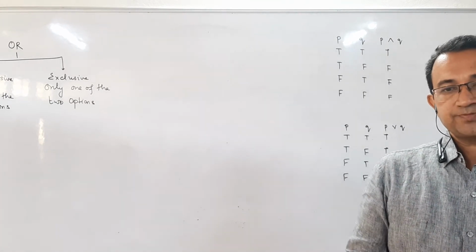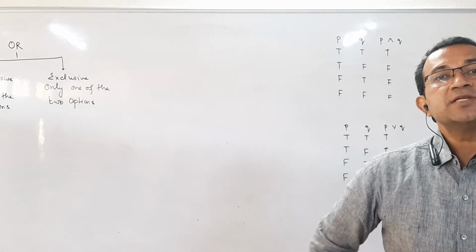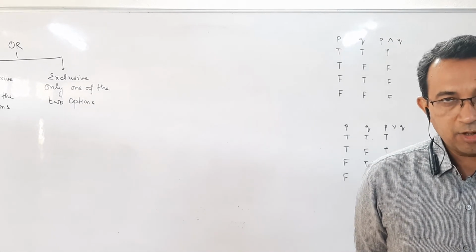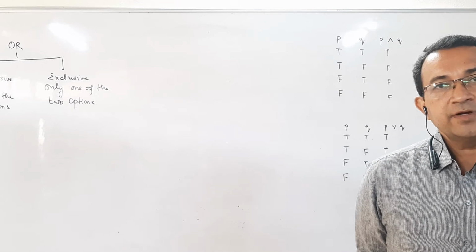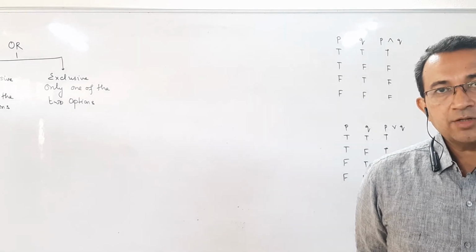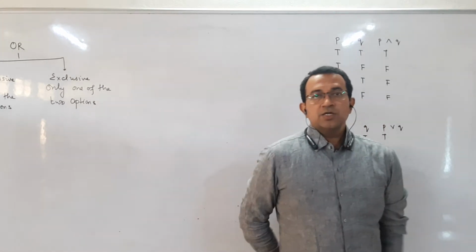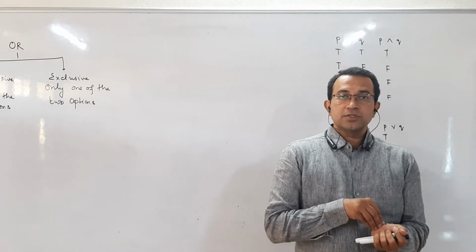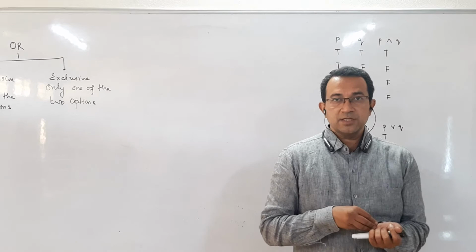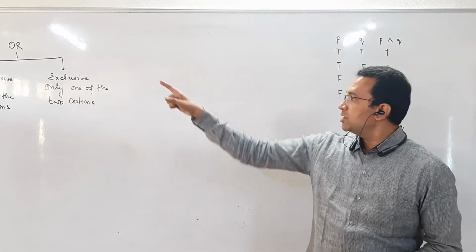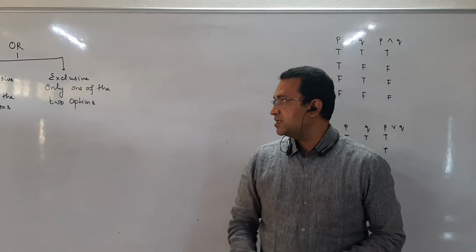Then students, as a KYC norm, know your client norm, you can either have an Aadhaar card or you can have a ration card. So even if you have both, your KYC is done. Even if you have only one, your KYC is done. So here OR is used in which sense?